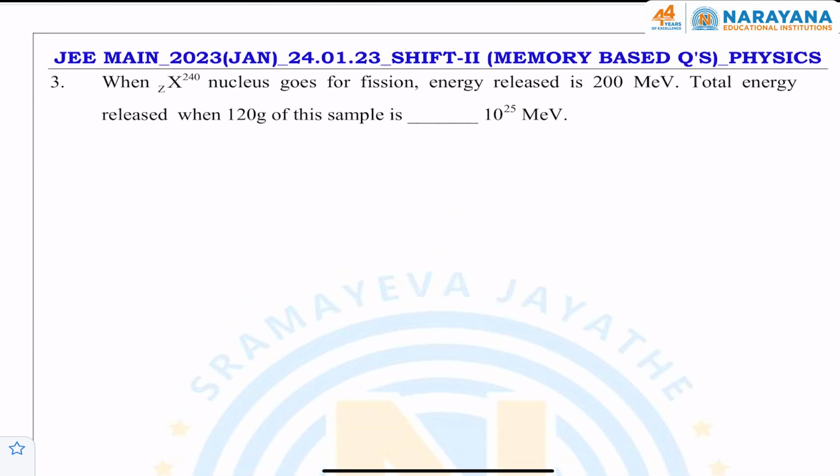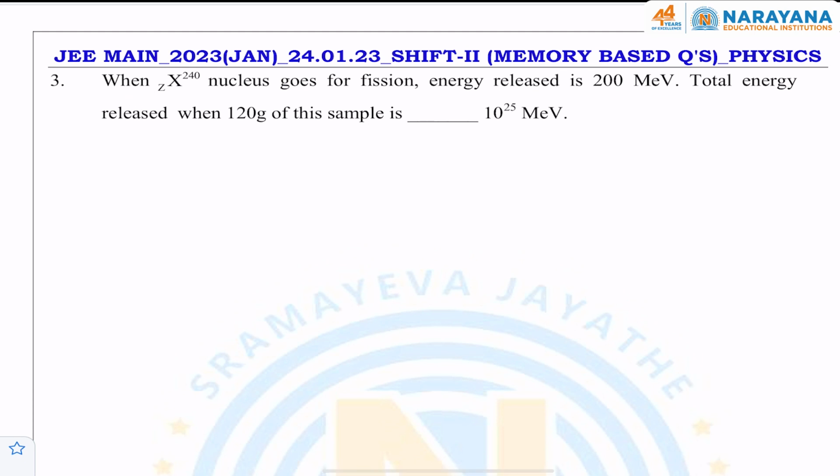Next, third question. When a ZX240 nucleus goes for fission, the energy released is 200 mega electron volt. The total energy released when 120 gram of this sample undergoes fission is given as 10 power 25 mega electron volts into some numerical value. We need to find that. See, when one nucleus undergoes fission, it is releasing an energy of 200 mega electron volt. Suppose n nuclei are undergoing fission, which releases n times 200 mega electron volt.